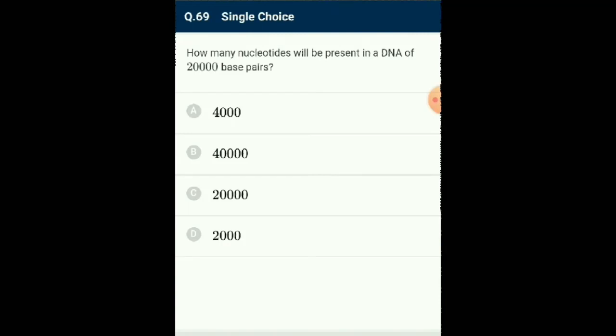In a complete turn, there are 10 nucleotides on each strand connected by 10 base pairs, and hence one complete turn will have 20 nucleotides from both the strands. So the DNA having 20,000 base pairs will have 40,000 nucleotides, 20,000 on each strand connected by 20,000 base pairs. So the answer for this question is option B, 40,000.